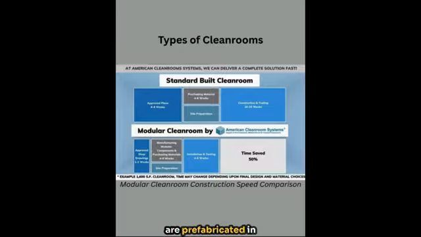Modular clean rooms are prefabricated in our factory and then assembled on site. This allows for faster design and construction than conventional construction clean rooms. The components are like a Lego set, so they are easy to modify or disassemble. Modular clean rooms can be designed and built in less than half the time of a conventional construction clean room.